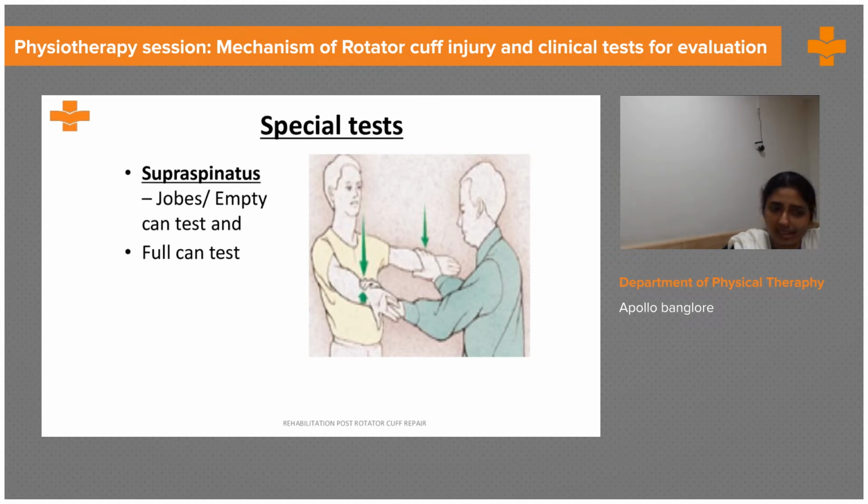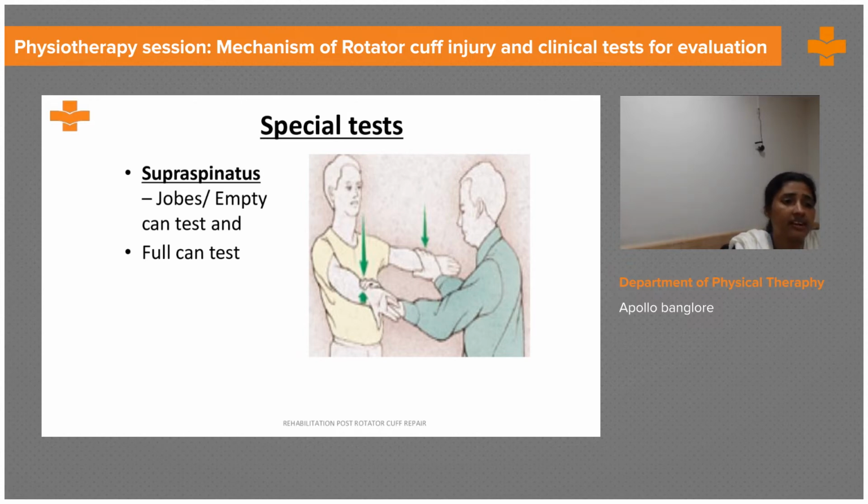So I just wanted to discuss the special tests for the rotator cuff. When the patients come pre-operatively, we'll be able to check. Supraspinatus, we can test by the MD can test. It isolates only the supraspinatus.